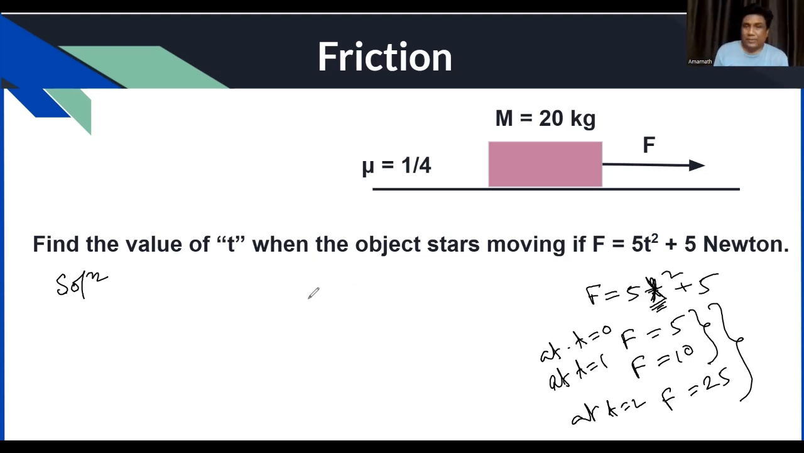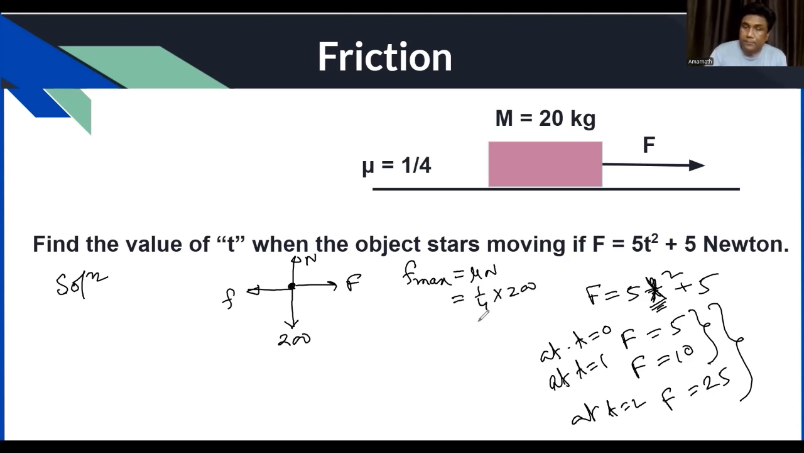So how can we solve? See the technique, very easy. First of all, draw the free body diagram. Downward it will be 200, upward it will be N, rightward applied force, leftward frictional force. I don't know what the maximum frictional force will be, so first I have to calculate the maximum value. It will be mu into N, mu is 1 by 4, N is 200. So 1 by 4 into 200 means 50 Newton.